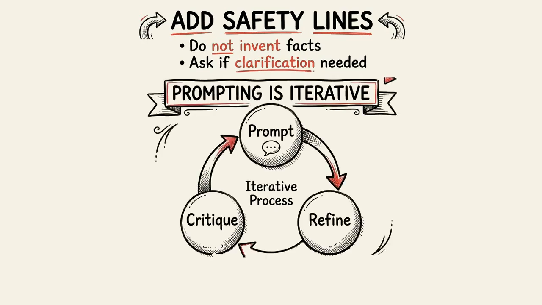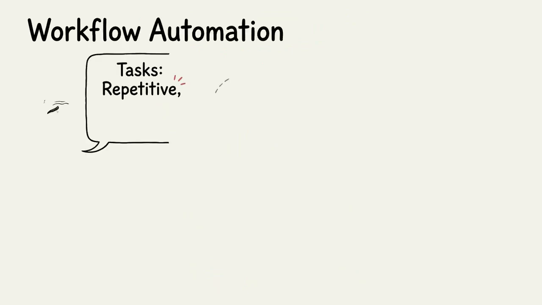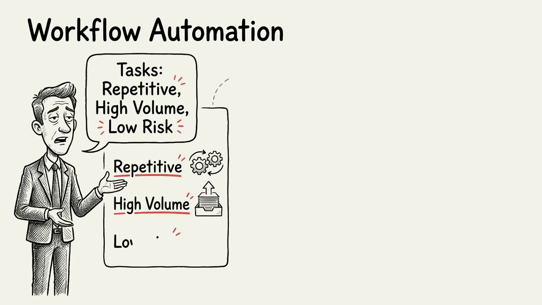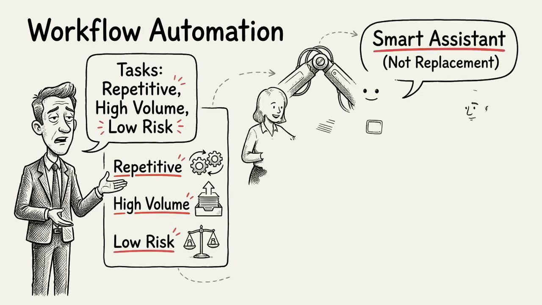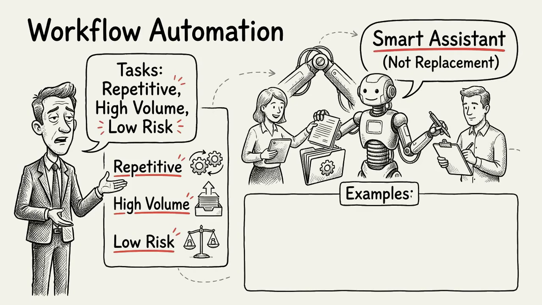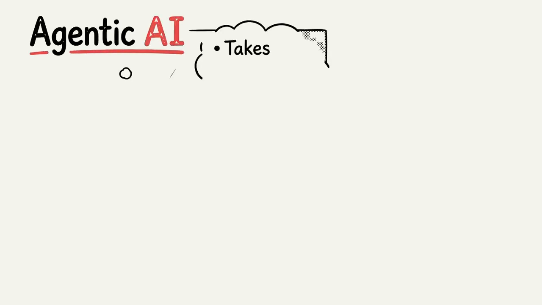Prompting is iterative. If the output isn't right, refine your prompt. Be specific, give examples, ask the AI to critique and improve its own response. Now, let's explore AI in workflow automation. AI can help with repetitive, high-volume, low-risk tasks. Think of it as a smart assistant, not a replacement. Examples include drafting customer support replies, summarizing meeting notes into action items, or extracting data from invoices.